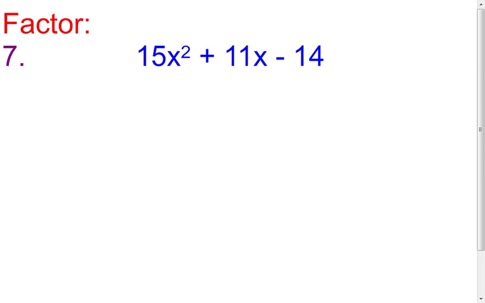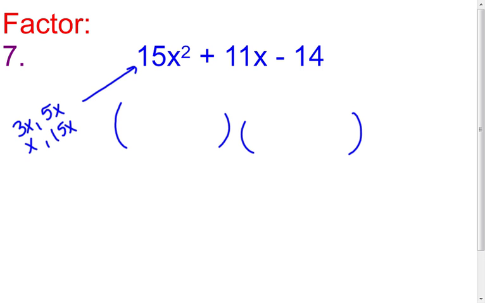All right. Again, I want to ask myself, is there anything that I can pull out of here? Can I pull out a number or a variable that goes into 15x squared plus 11x minus 14? And I can't. So I will go ahead and do this. Okay. And now I want to list the factors in my front. So the factors of 15x squared would be 3x and 5x, or 1x and 15x. And that's the only ways I can get 15x squared. On my back, the factors of 14 would be 1 and 14, or 2 and 7.